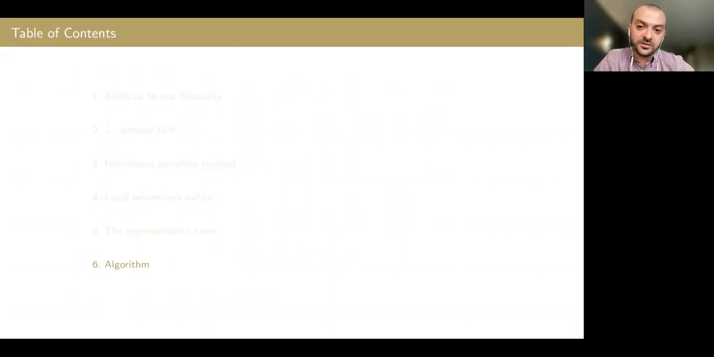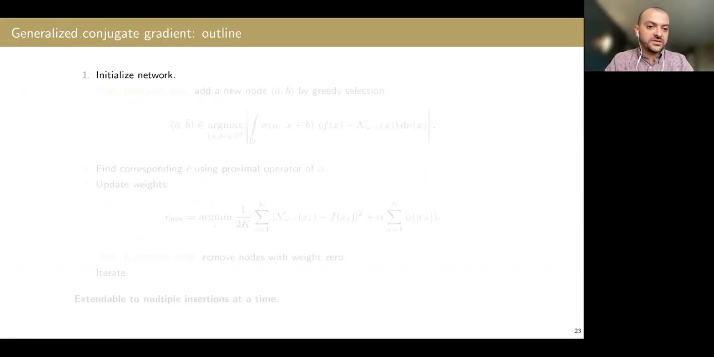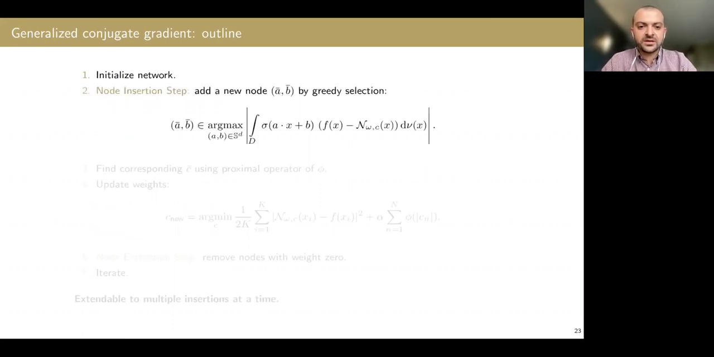Just very quickly, to tell you how we actually solve this, because I told you that the n is a variable there, right? So every time we need to modify the size of the network, and that's done with this generalized conjugate gradient algorithm. So we initialize the network, it doesn't matter how. And then we do the greedy selection. We find the node which is the most correlated with the residual of the network, and then add it to the network.